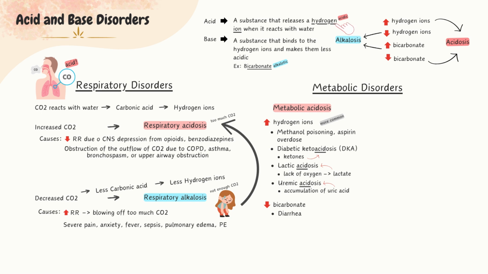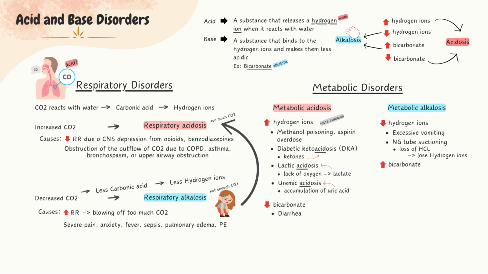For metabolic alkalosis, the body is either losing hydrogen ions or gaining bicarbonate. For example, conditions such as excessive vomiting or too much NG tube suctioning can lead to a drop in hydrogen ions because the body is losing hydrochloric acid in the stomach. And guess what is being produced when hydrochloric acid reacts with water? Hydrogen ions.